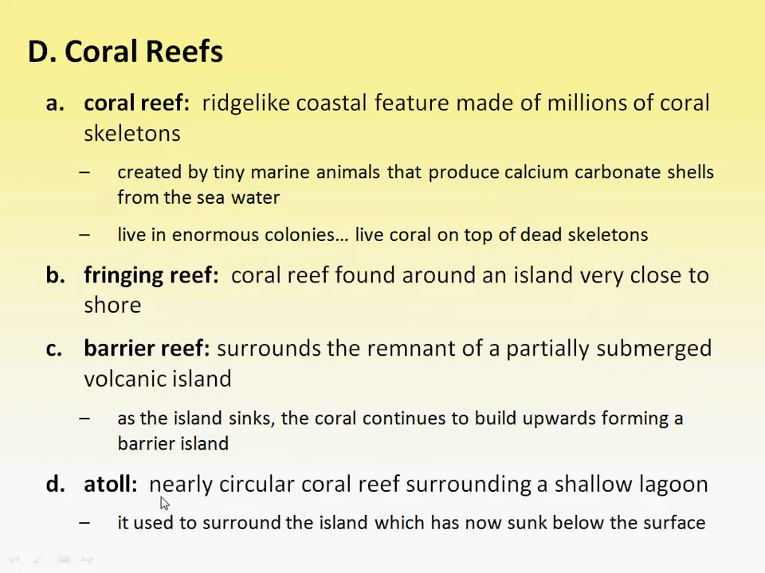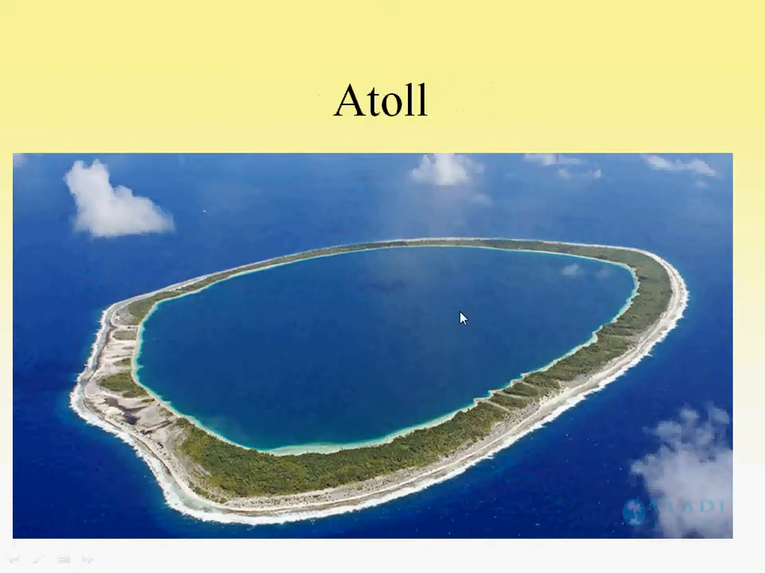And then atoll. An atoll basically is this shallow lagoon, nearly circular, of a coral reef. It's so cool looking when you see it. Wow. Basically this could flood and water could move back and forth, or sometimes it doesn't, but it's this circular look, this atoll.